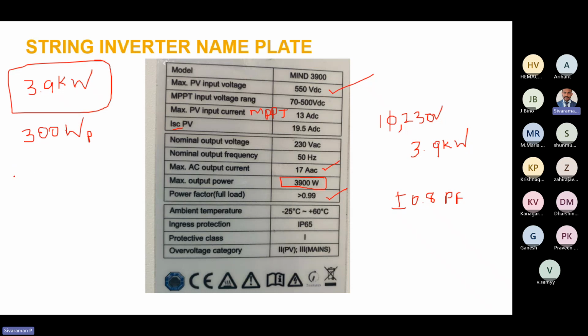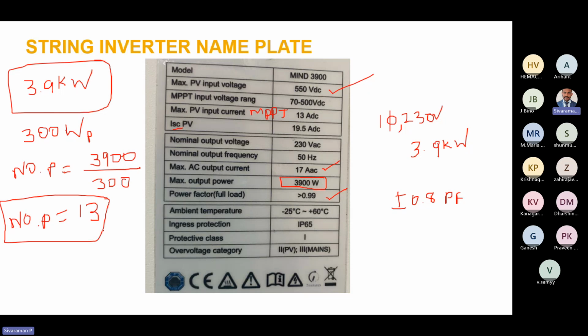First we have to calculate the number of panels, NOP, based on the power rating of the inverter. That is 3900 divided by 300. How much will it come? 3900 divided by 300 will be 13. So we need a minimum number of panels of 13.